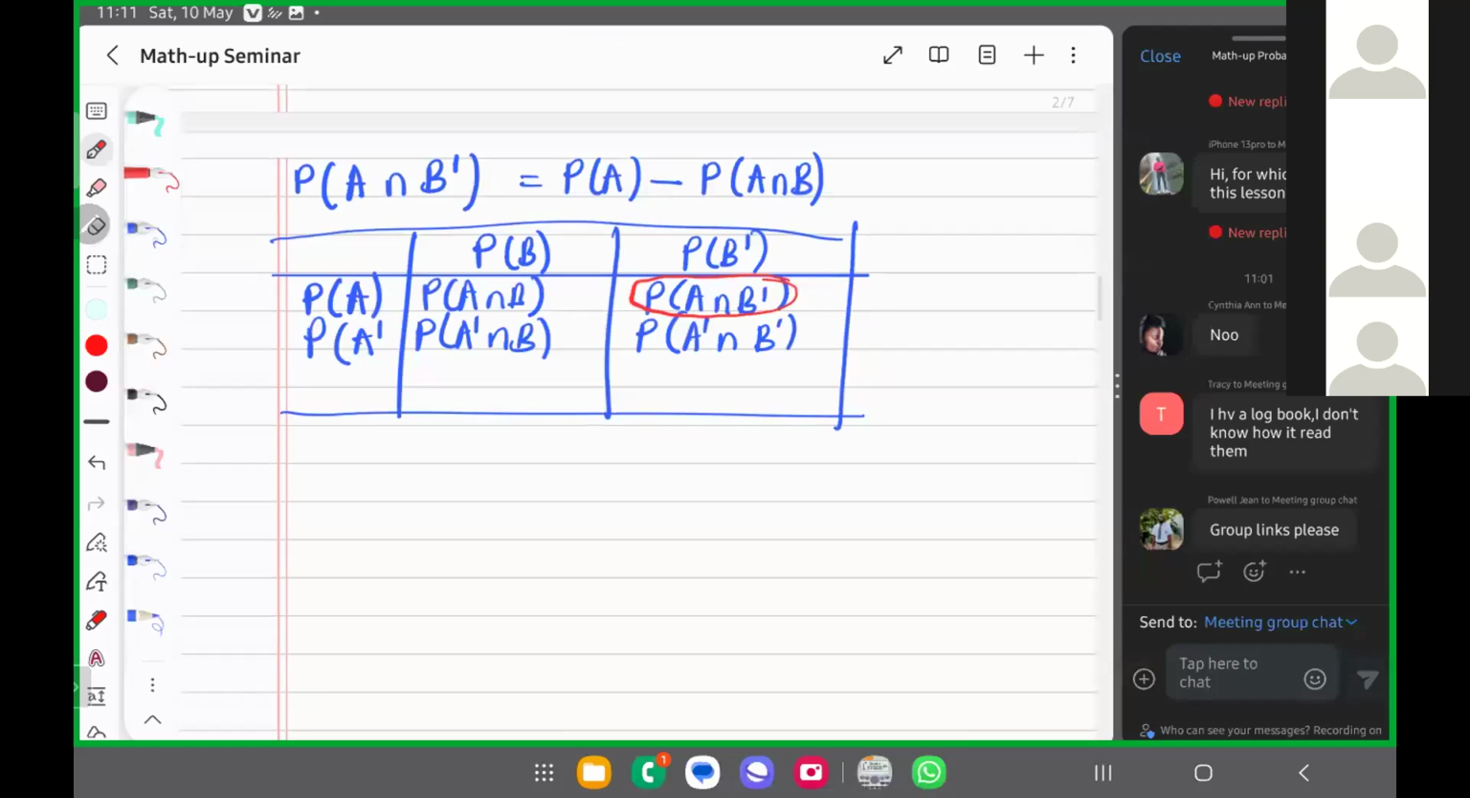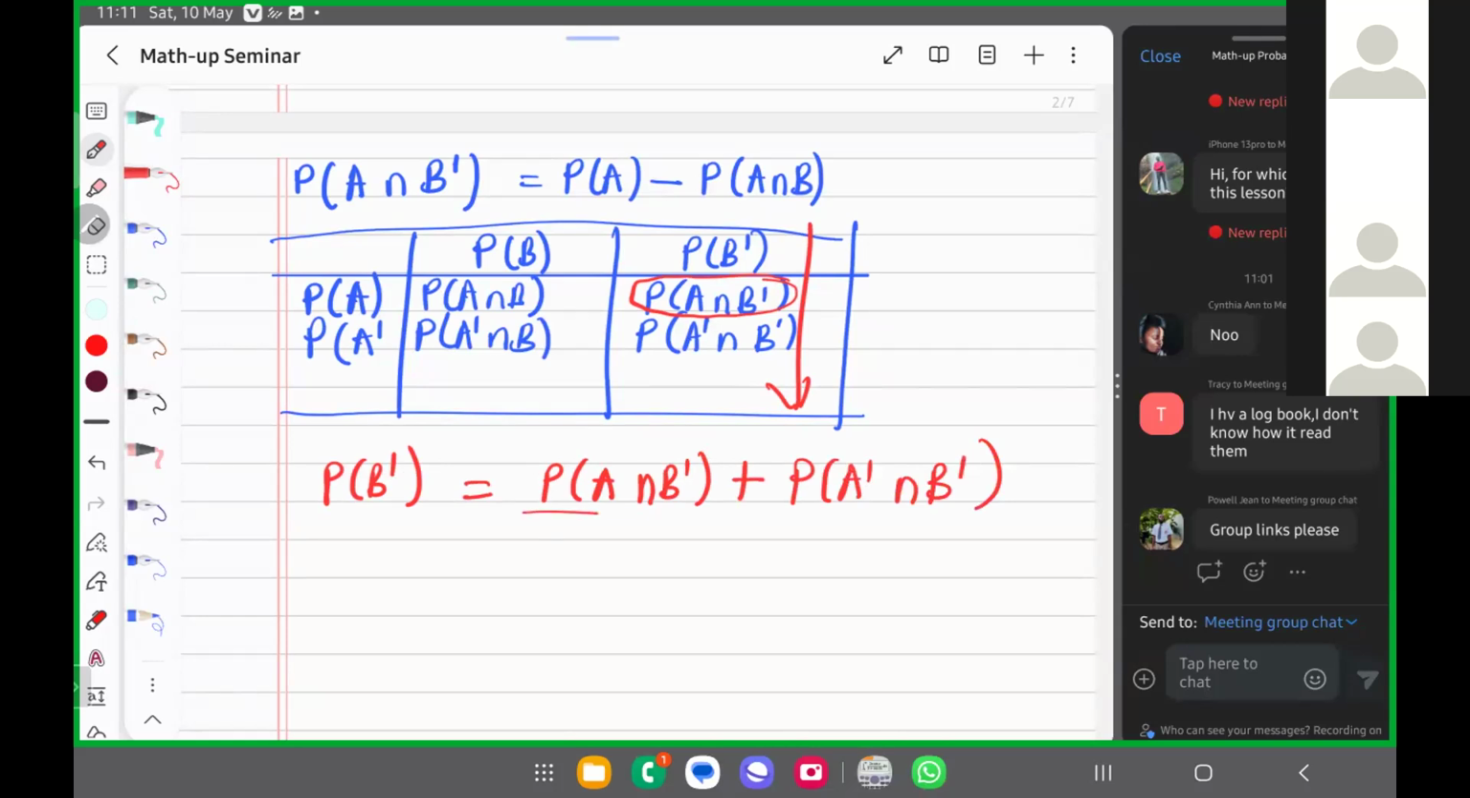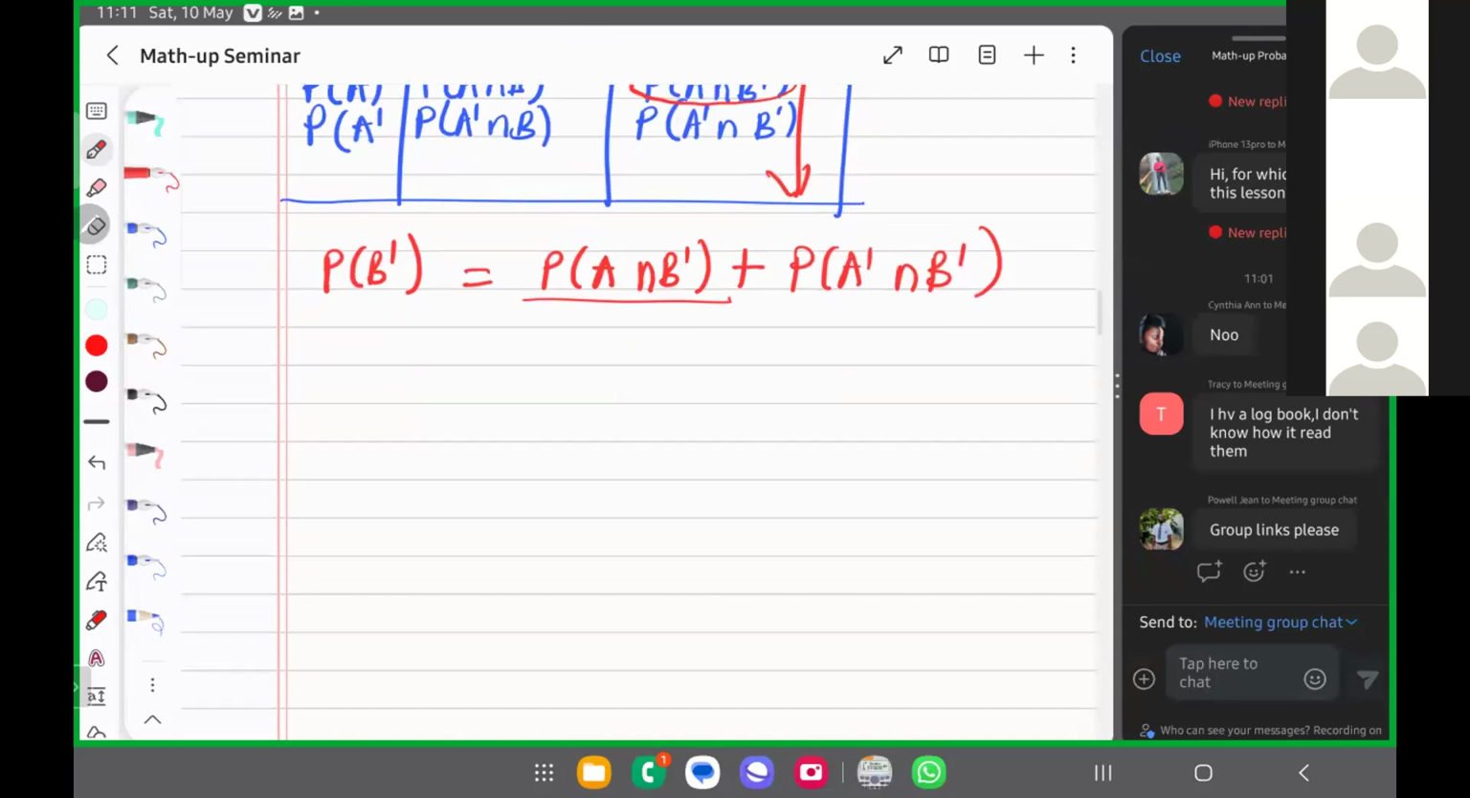Yeah, and for that row of our contingency table, we have probability of B complement being equal to probability of A intersection B complement plus probability of A complement intersection B complement. So I'm looking for probability of A intersection B complement. I'll make it the subject of our formula. So probability of A intersection B complement would be equal to probability of B complement minus probability of A complement intersection B complement.